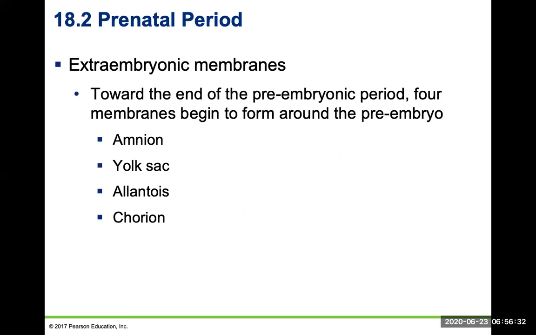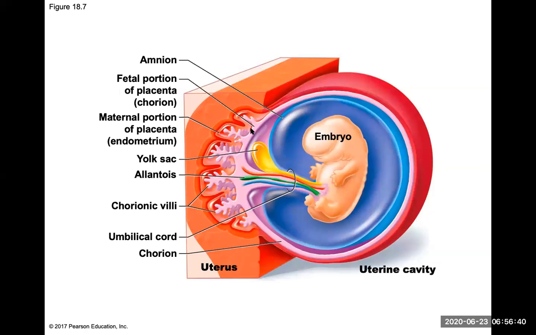Here are the embryonic membranes. There's 4 membranes that begin to form around the pre-embryo. And you can see these 4 membranes forming around the embryo here with the umbilical cord, with all the blood vessels going into the embryo itself.